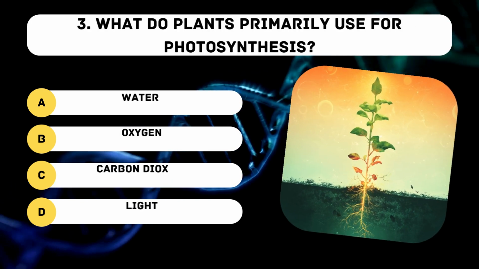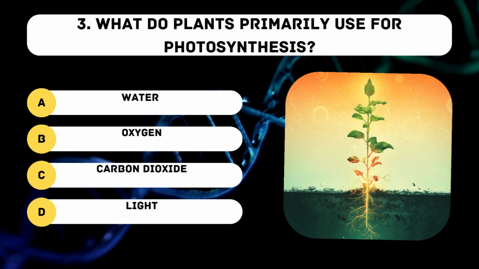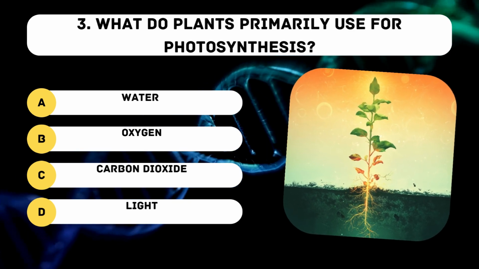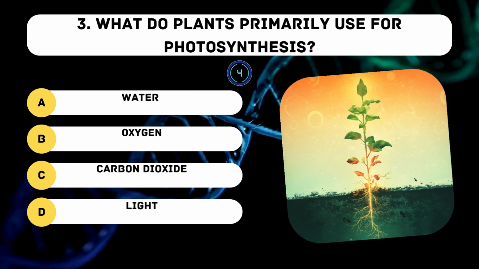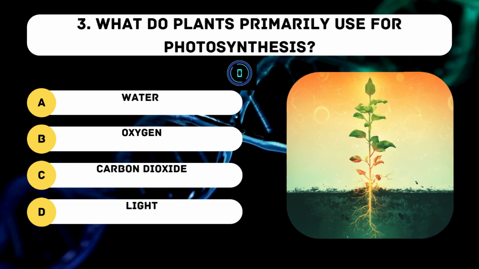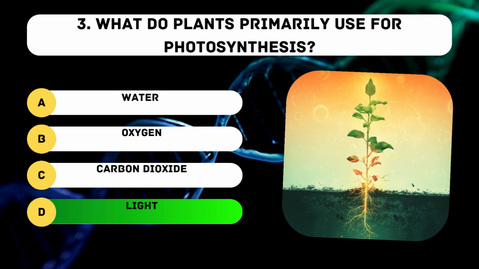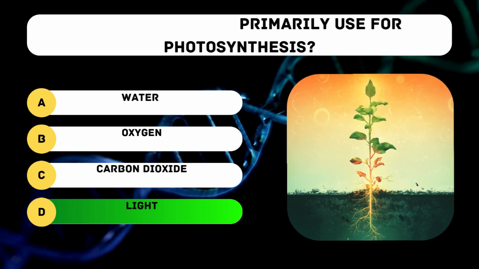3. What do plants primarily use for photosynthesis? A. Water. B. Oxygen. C. Carbon dioxide. Or D. Light. The answer is D. Light. Light is the energy source plants use to convert carbon dioxide and water into glucose.